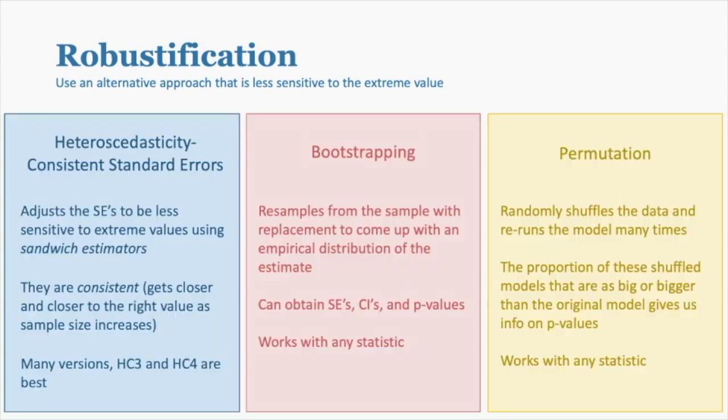When it comes to this sort of robustification, we have heteroscedasticity-consistent standard errors, we have bootstrapping, and we have permutation. The heteroscedasticity-consistent standard errors use an equation to make the standard errors consistent. So as the sample size increases, the standard error gets closer and closer to the true value. It often uses what are called sandwich estimators. It's kind of an iterative approach to finding the most accurate standard error when you have heteroscedasticity happening.